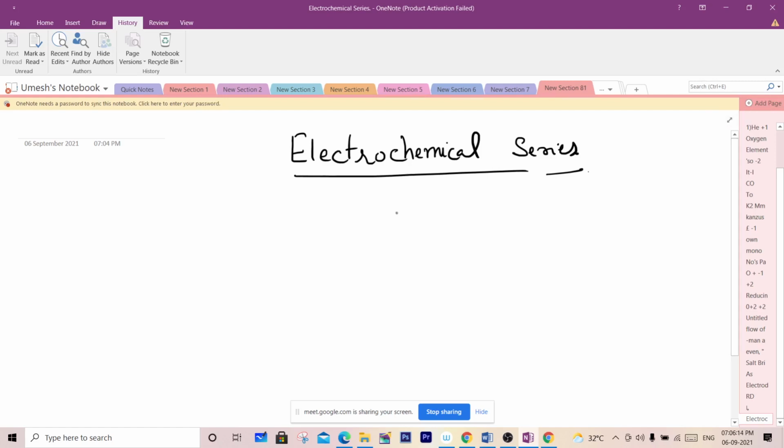Okay. In that series, some values are given. From that we can calculate the E naught cell, meaning the cell potential, what reading will come in the voltmeter. That is equal to the substance which undergoes reduction minus the substance undergoing oxidation. Right.